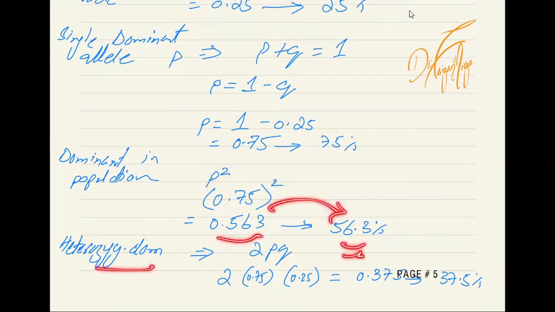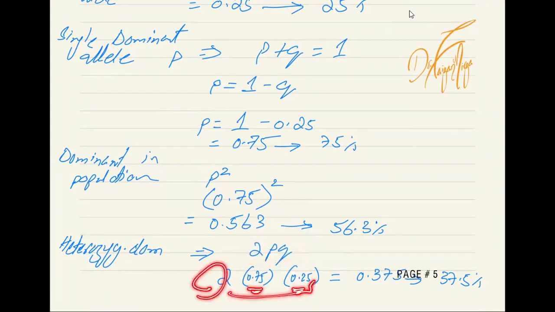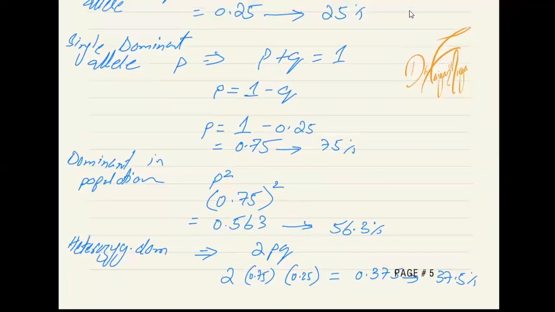I may be asked for the heterozygous dominant in the population. Heterozygous is always calculated as 2pq. So you multiply the value of p and the value of q that you have already calculated by 2. And the product of these is actually your heterozygous in the population, which comes out to be 37.5%.